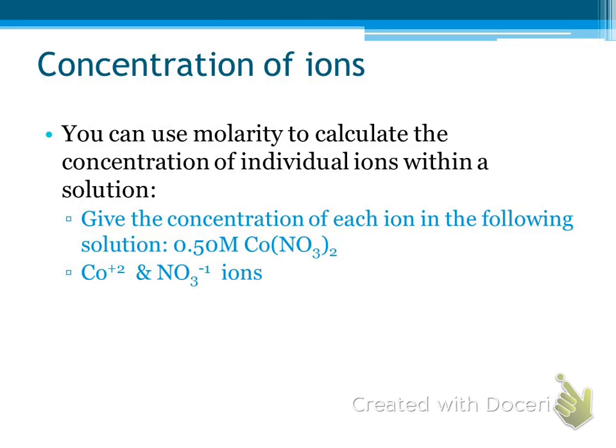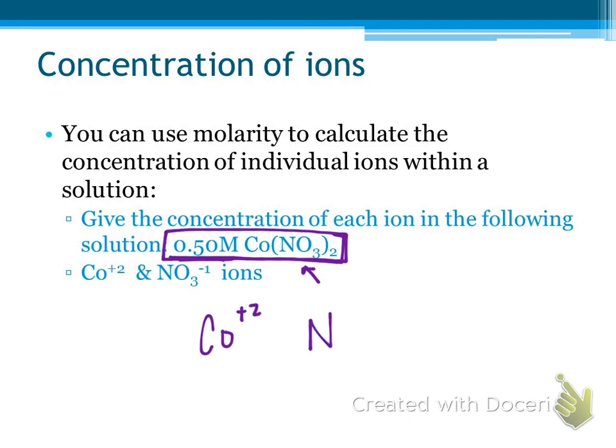If I have a solution that has a concentration of 0.50 molar cobalt(II) nitrate, that's what this is called. What I want to do is find the concentration of both cobalt ions and nitrate ions within that solution. It gave me the concentration of the whole solution as 0.5 molar. And when I put this into solution, I end up with a Co2+ ion and an NO3- ion. Really, I have 2 of these. Do we see what I'm talking about here?